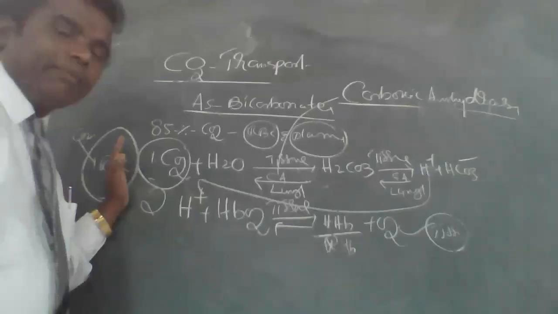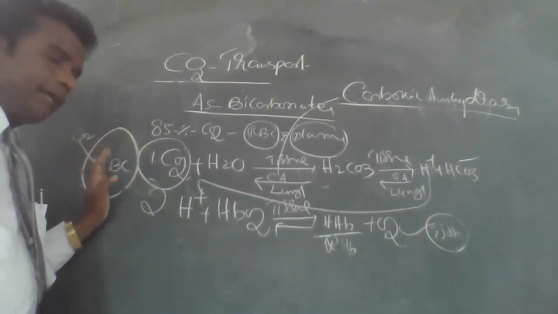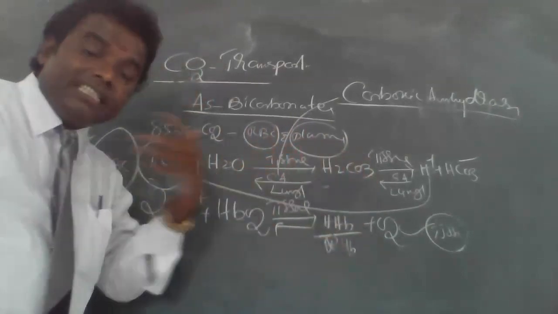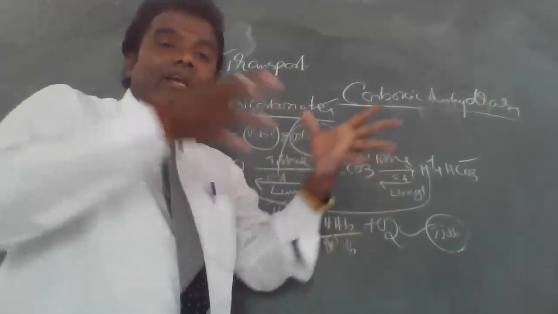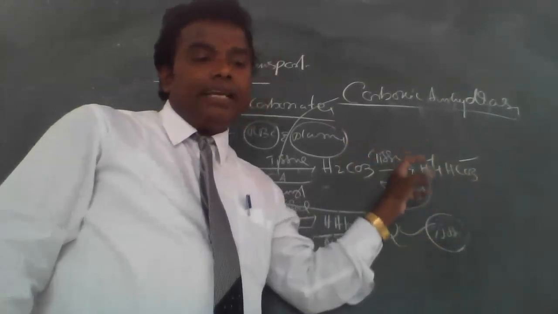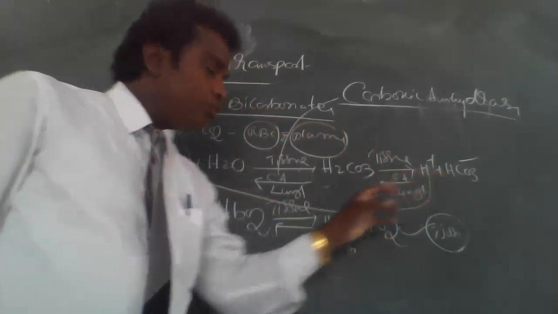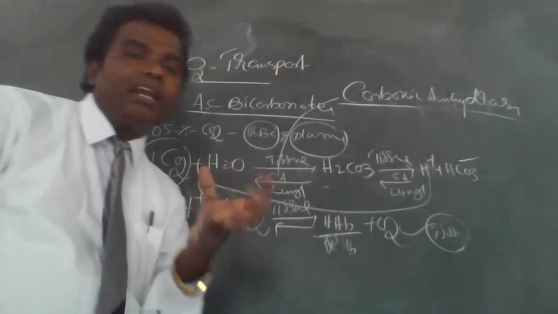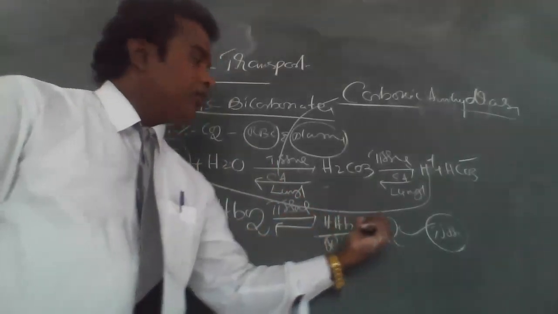In the tissue, what happens? From the plasma, CO2 enters the RBC cell. In the RBC, CO2 combines with water to form carbonic acid, accelerated in the presence of the enzyme called carbonic anhydrase. This carbonic acid immediately ionizes into hydrogen ions and HCO3 ions. These hydrogen ions immediately bind with oxyhemoglobin, and the oxygen is released into the tissue, leaving reduced hemoglobin.